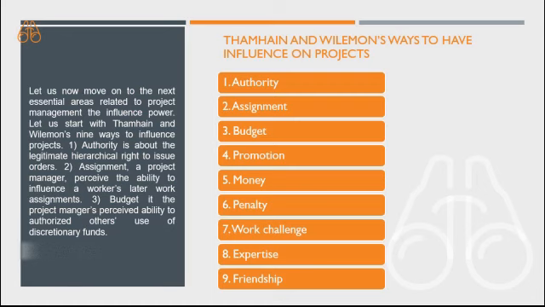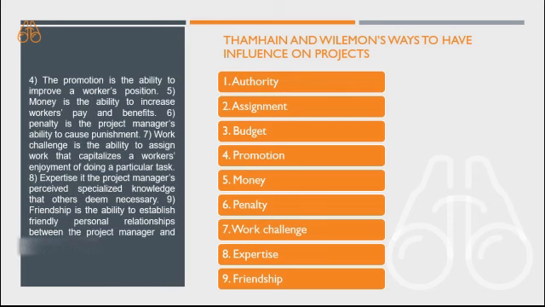Number 3, budget is the project manager's perceived ability to authorize others' use of discretionary funds. Number 4, promotion is the ability to improve a worker's position. Number 5, money is the ability to increase workers' pay and benefits. Number 6, penalty is the project manager's ability to cause punishment.